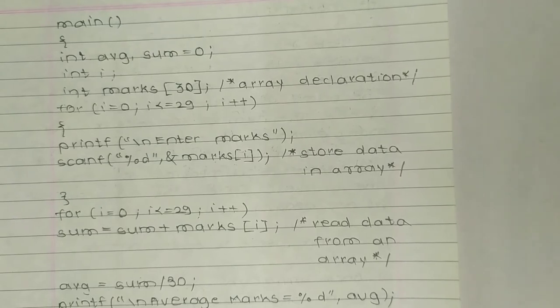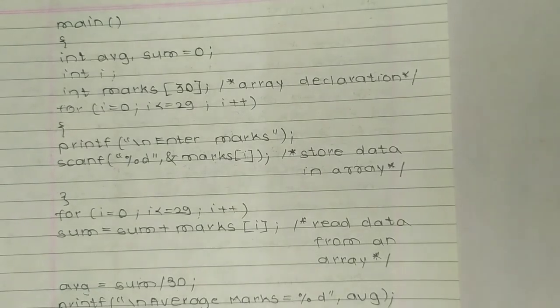Now for (i = 0; i <= 29; i++), that is the incrementation. 29 is written because i starts from 0, so from 0 to 29 the total count is 30. Now the braces start, that is printf("\nEnter marks"). So here we are telling the user to enter his marks.